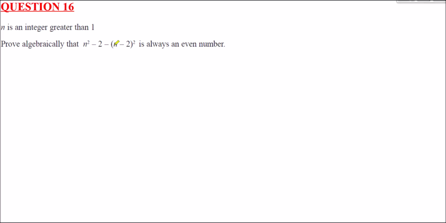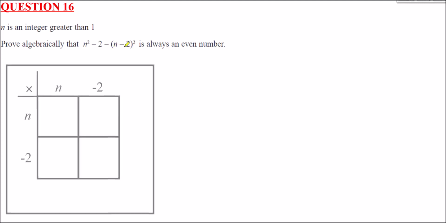I'm going to focus on this bit here first. You've got a minus, all of this bracket, and minuses just make things harder, don't they? So I'm just going to focus on the n minus 2 squared first. So we can do this using FOIL, or we can use a box method, because n minus 2 squared means n minus 2 times n minus 2. So this is what I'm going to suggest we do here.